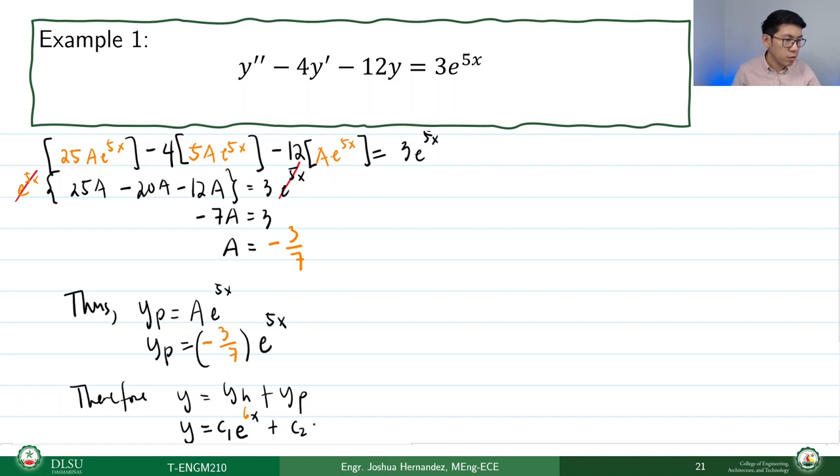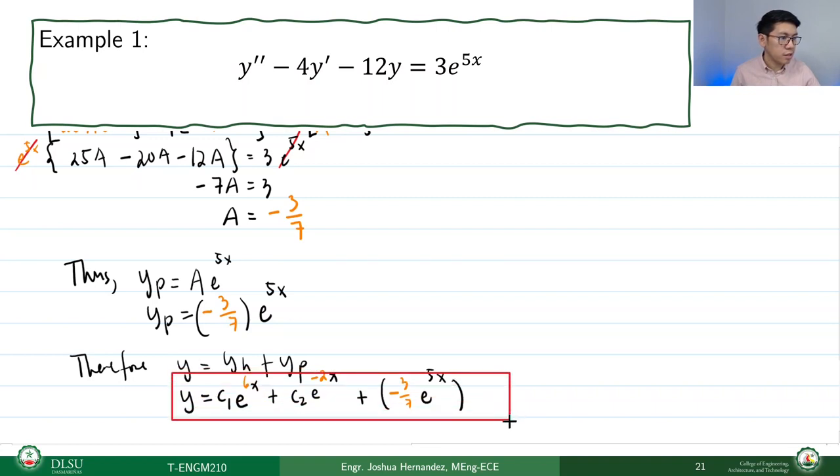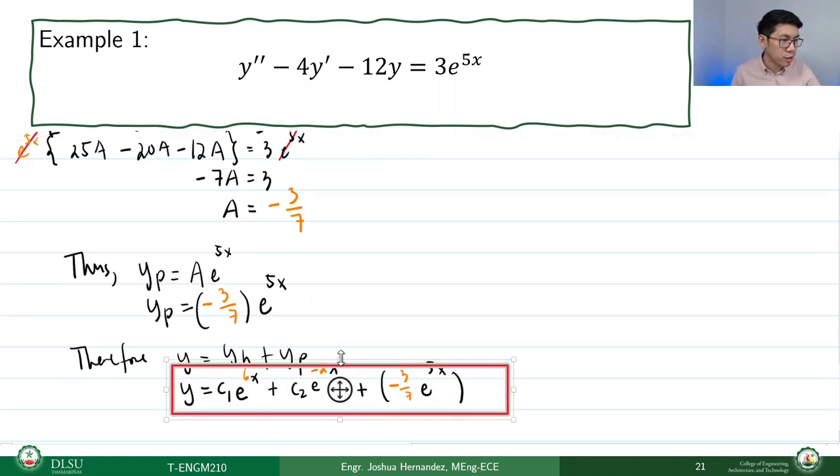Plus C2 e raised to negative 2x, plus, ano yung yp natin? Yes, negative 3 over 7 e raised to 5x. Ayan. And that's it, ladies and gentlemen. This is now our general solution. Now, this general solution here is the complete solution.